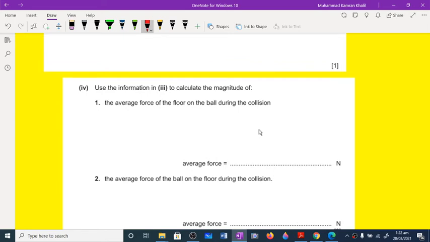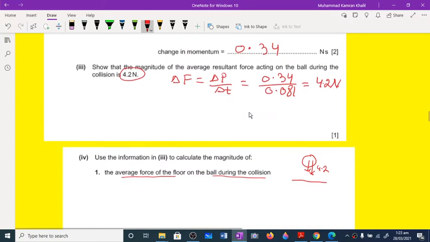Use the information in part three to calculate the magnitude of the average force. Now, the majority of the students made a mistake in this. As you can see, the ball has its weight as well, and the other force, which they have told us, is the value of the force, 4.2 Newton. Now the weight of the ball is also acting on it.